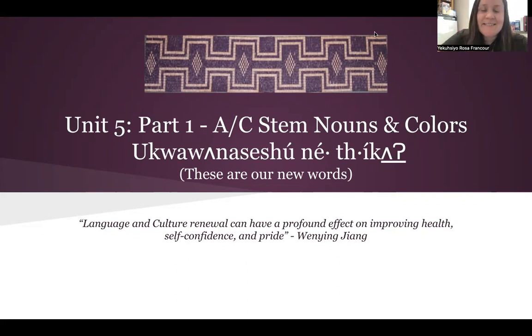Today we are going to continue on with our language video lessons. We are on what we call Unit 5, and we break up Unit 5 into two parts. So today we're going to go over part 1, and that includes 3 topics. One is the A stem nouns, one is the C stem nouns, and the last one is colors. So those are the 3 topics that we're going to cover.